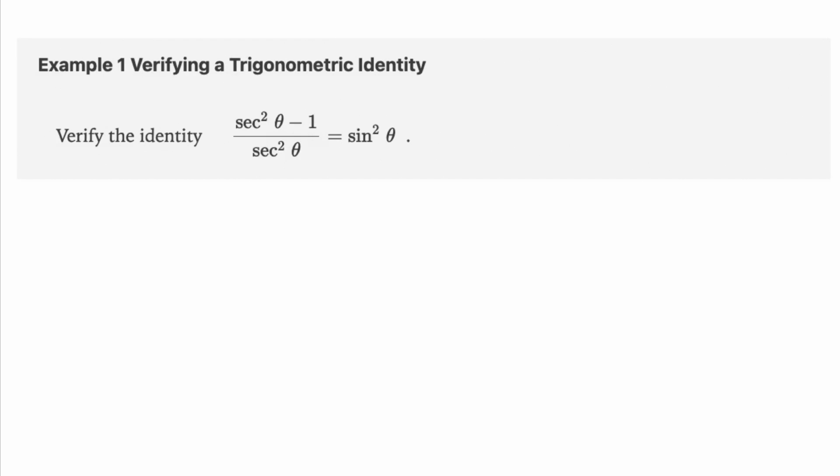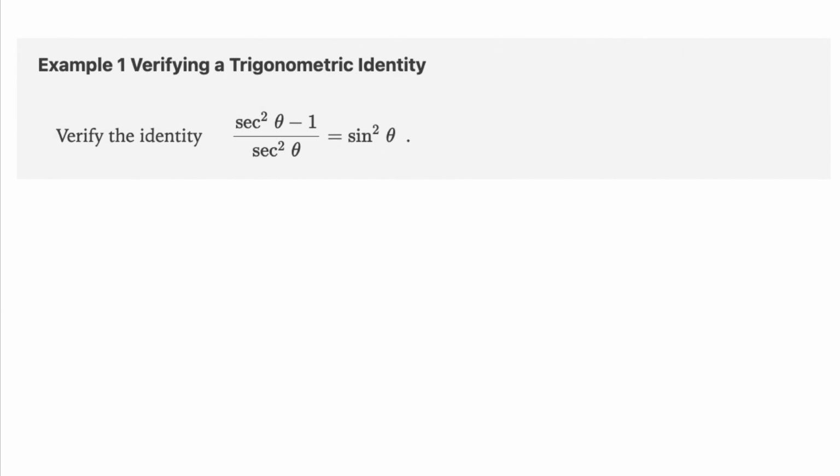So this is example 1 for section 5.2, where we are told to verify a trig identity. The identity in question here is secant squared theta minus 1 over secant squared theta is equal to sine squared theta.